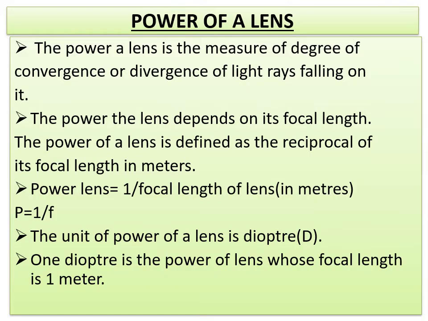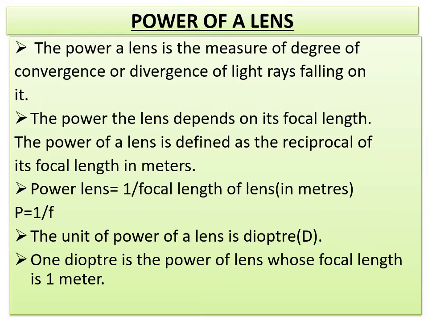Children, the power of a lens is a measure of the degree of convergence or divergence of light rays falling on the respective lens. The power of the lens depends on its focal length. The power of a lens is defined as the reciprocal of its focal length, that too in meters. That means in the formula, the focal length we have to take in meters. If it is given in centimeters, you have to convert it into meters. Then only you have to proceed while doing numericals.